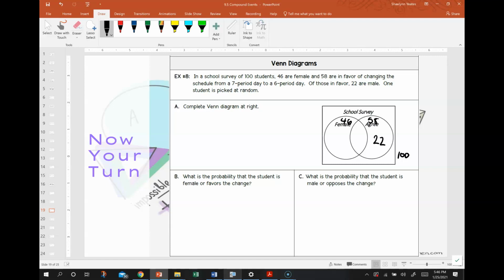So you can figure out now how many are in the overlap by doing 22 minus 58. And then those who are out here would be the males who don't agree. So I know that there's 100 people in total in this box. 58 are in the agree circle, 46 are in the female circle, and 22 are in the agree-only circle, agree in male circle. So you can figure out the rest of these probabilities on your own.